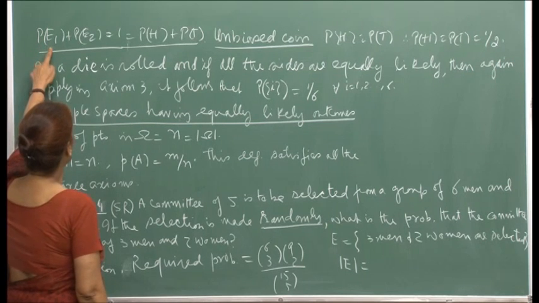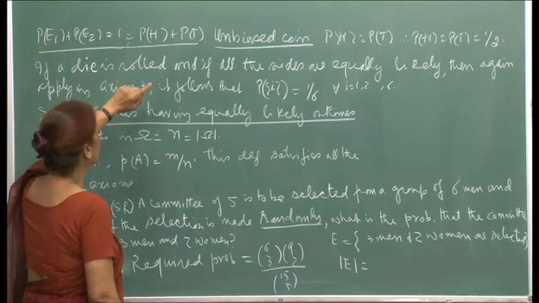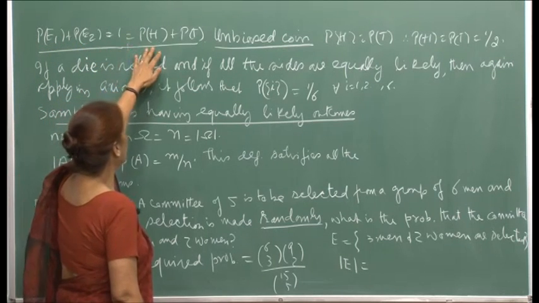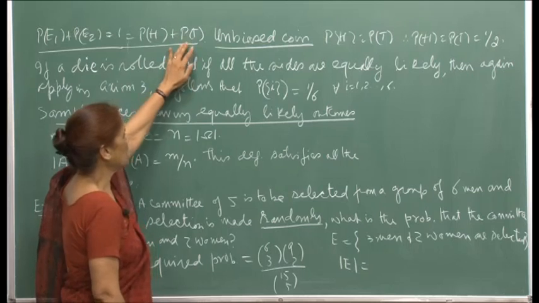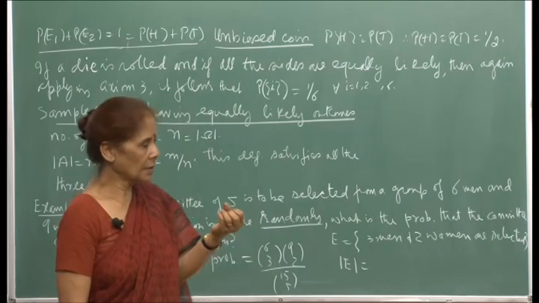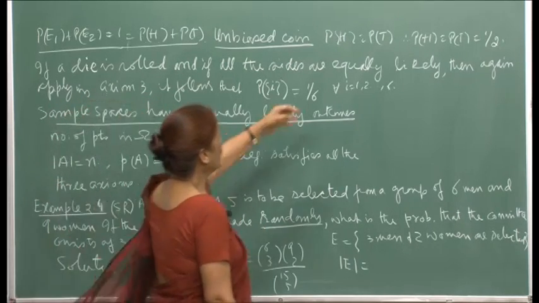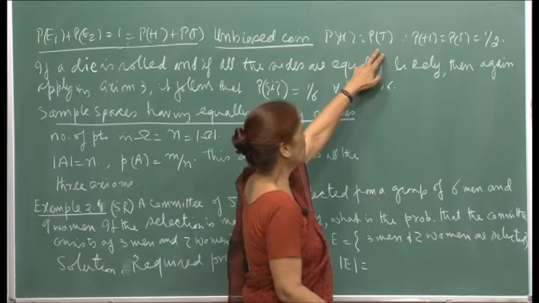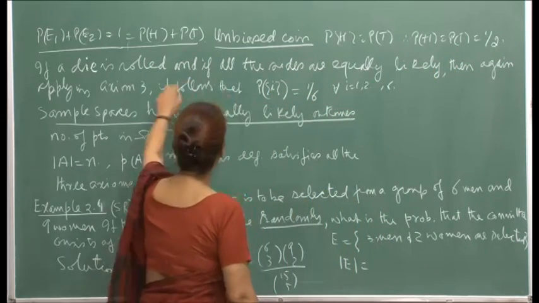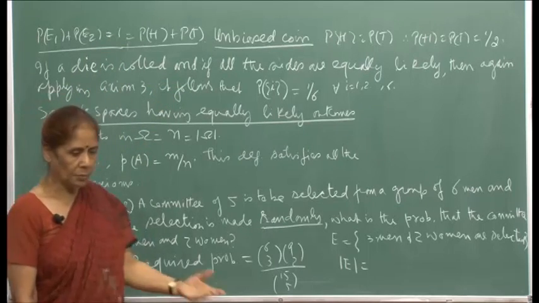In the case when a single coin is tossed, if E 1 is the event that it is showing a head and E 2 is the event that it is showing a T, then we got that P E 1 plus P E 2 is 1, which is equal to probability of H plus probability of T. Now, we understand the concept of an unbiased coin, that means it is equally likely whether a head shows or a tail shows. In that case, the two probabilities are equal, and so it will immediately follow that P H equals P T is equal to half, because they both must add up to 1.